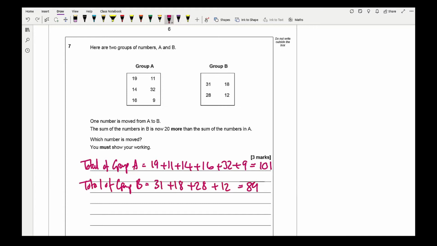Now looking at the difference, what I then need to do is 101 minus 89, which will give me the difference. I need to add 20 to that. Now if I work that out on my calculator, I get an answer of 16. So it's 16 that needs to be moved across for there to be a difference of 20.